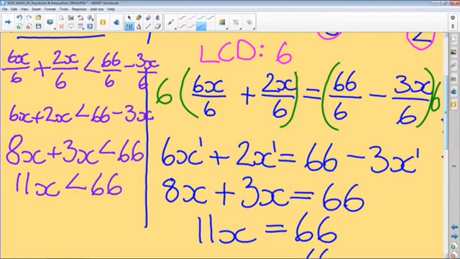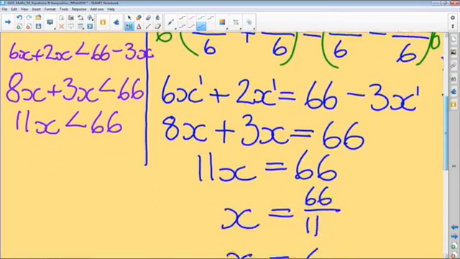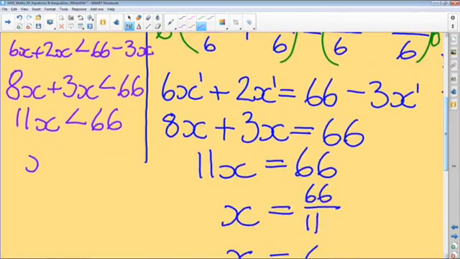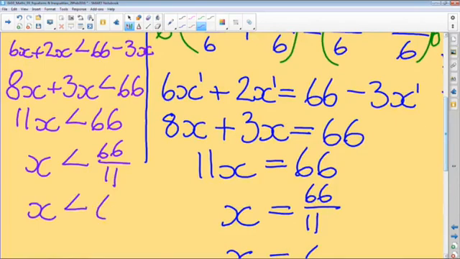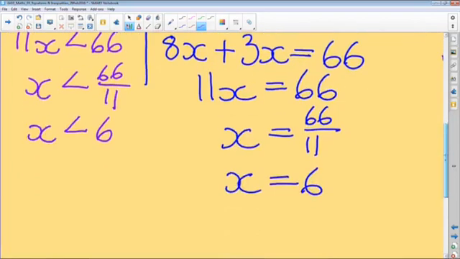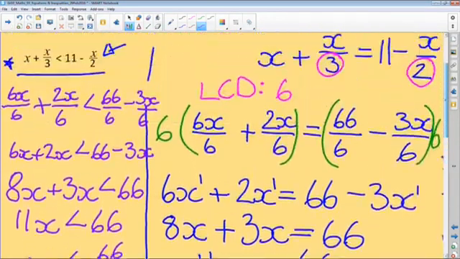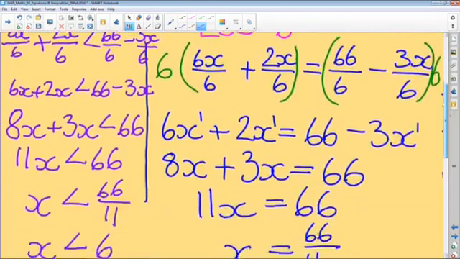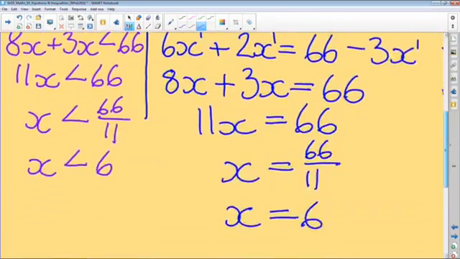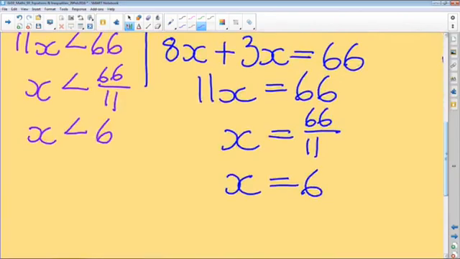And now I'm going to get rid of the 11. It's multiplying the x, which means it's going to divide. 66 divided by 11, well, we've just done it, and we got an answer of 6. Now, if we examine the calculations, they are exactly the same. Absolutely the same. Nothing different. So I'm going to say it again.